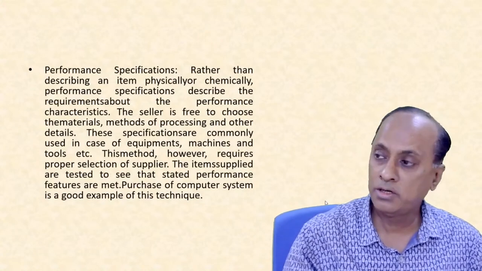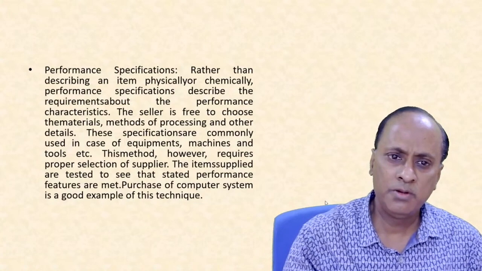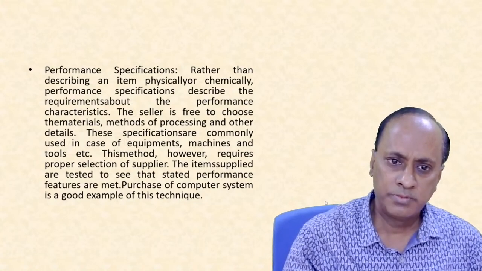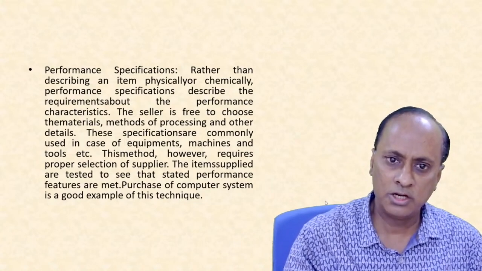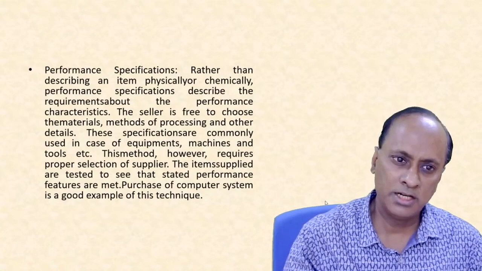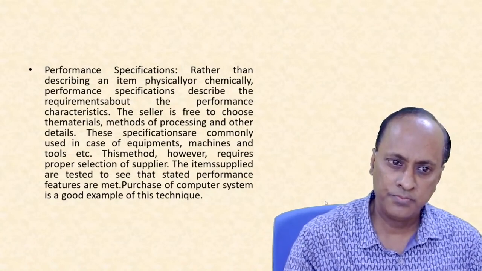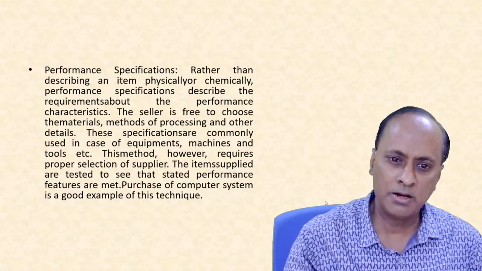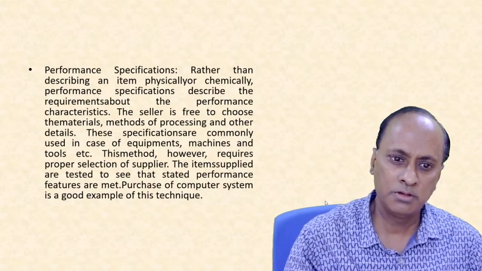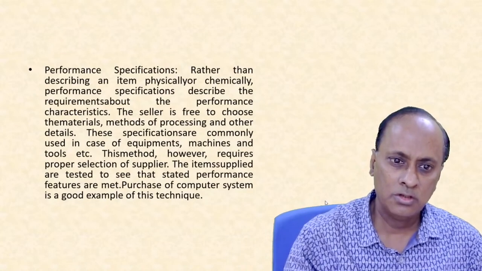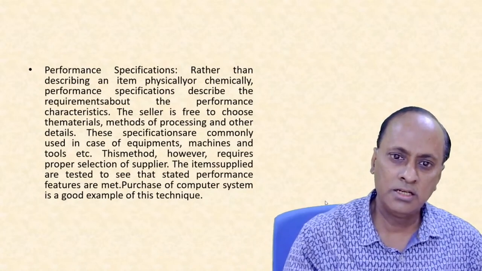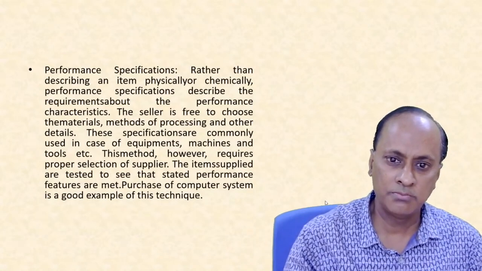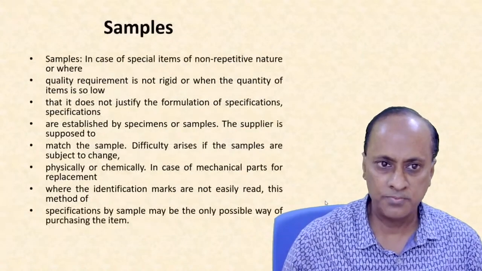So sometimes, we don't specify the specification physically or chemically, rather we specify by the performance. That is called performance specification. A computer system is a good example of this technique. So the seller is free to choose the materials and method of processing and other details.